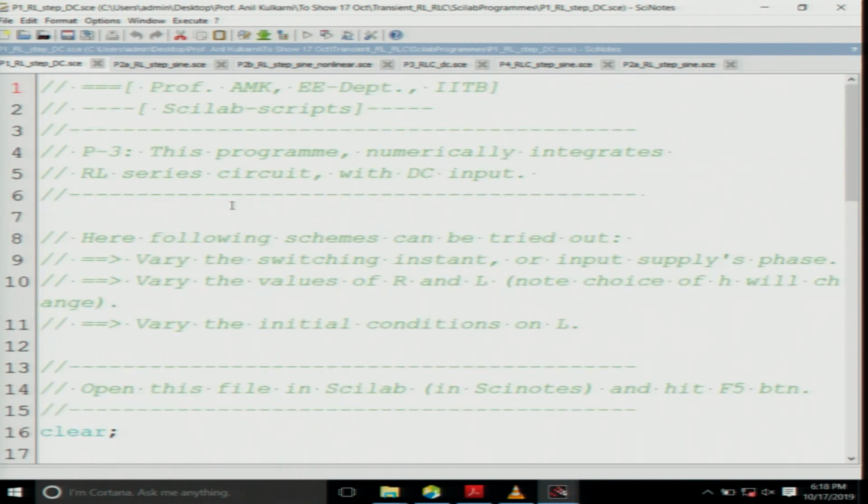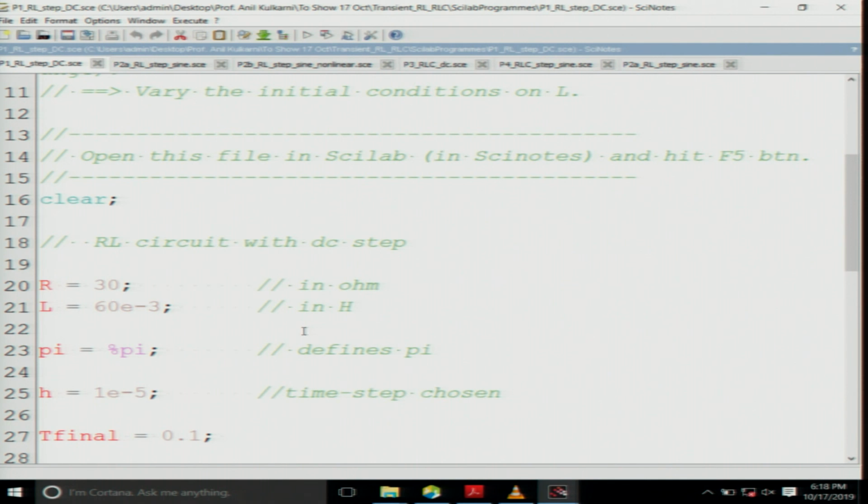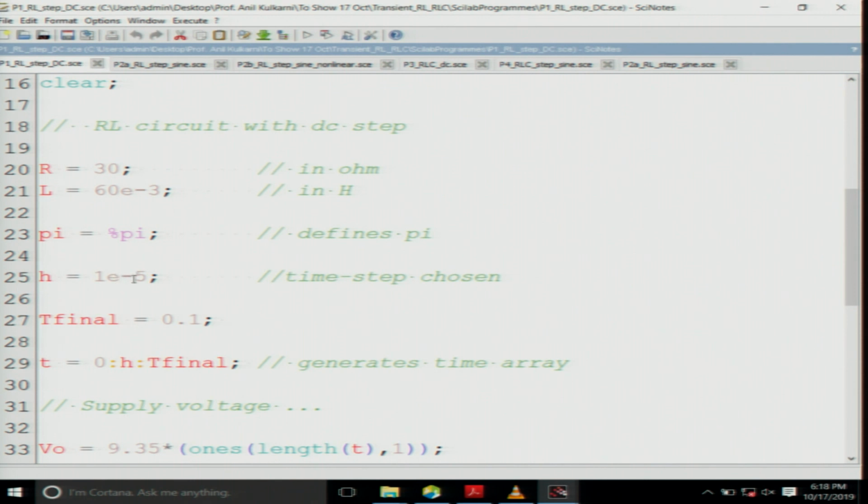What we are going to do is a simple RL circuit with a DC input. We can vary the switching instant or the values of R and L and so on. So, first thing is we will just do the base simulation with the values R equal to 30 ohm and L equal to 60 millihenry. Pi is of course what we know, and the time step we choose is a very small one. This is 10 microseconds. Whether we need such a small time step is a question we can try to answer, or you can think over it.